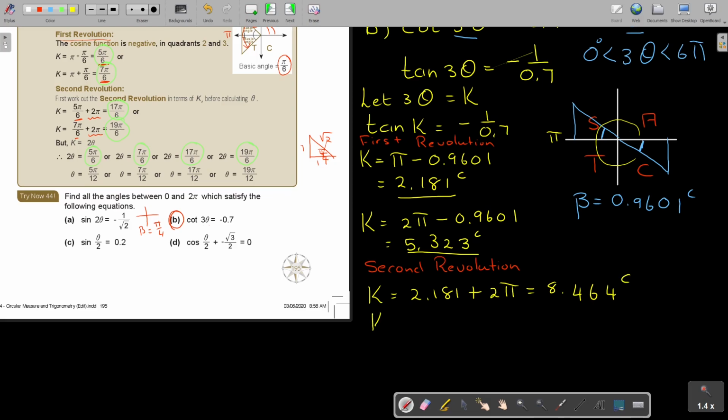And the next one is going to be that 5.323 plus the 2 pi. So it's 2 multiply shift pi equals plus 5.323 equals, and that's going to be 11.61 if it's to 4 significant figures. Okay. And then I'm going to get my third revolution.